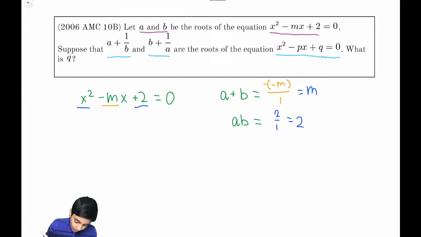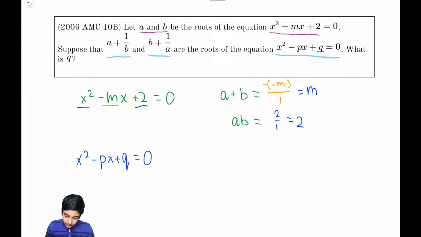But now we have this other quadratic here, x² minus px plus q equal to 0. So if a + 1/b and b + 1/a are the roots of this quadratic, what can we do? Well, what do we know really? We want to find q. We really want to find q. So p does not really tell us anything. We really just want q. So what is q?